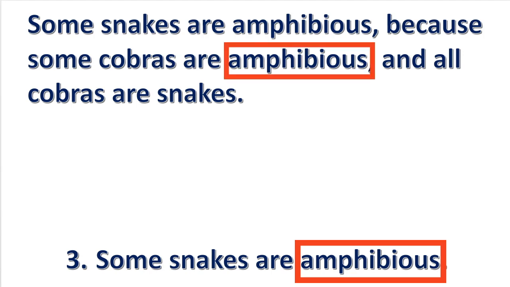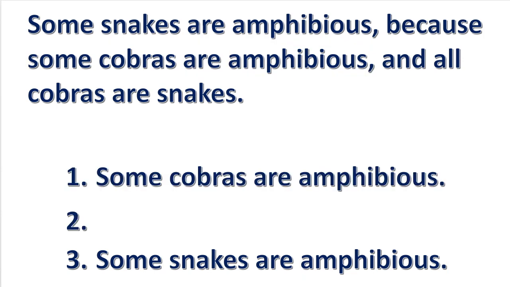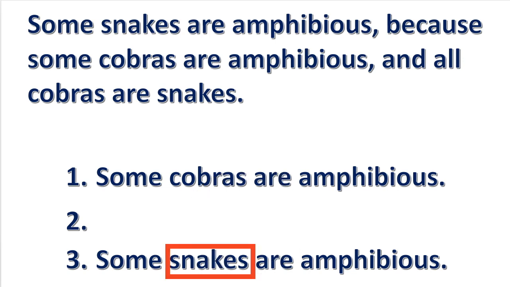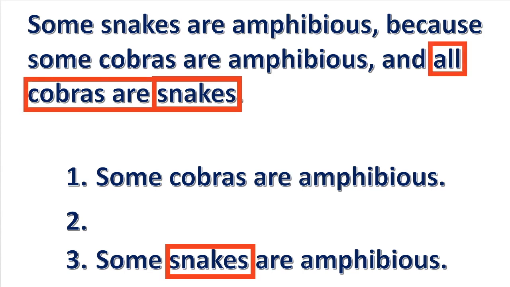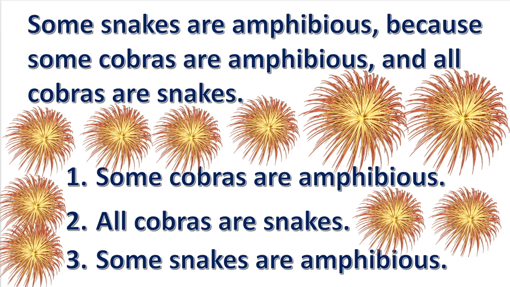Next, find the premise that contains the major term. This premise is the major premise. So write the major premise first. And next, look at the conclusion and find the minor term, which is the subject of the conclusion. The premise that contains the minor term is the minor premise. Write the minor premise second, below the major premise. And congratulations, the syllogism is now in standard form.